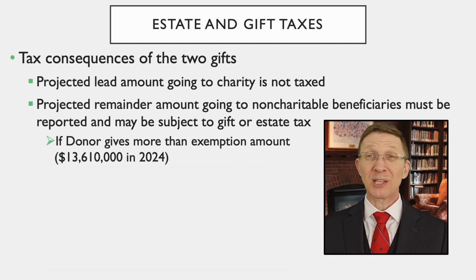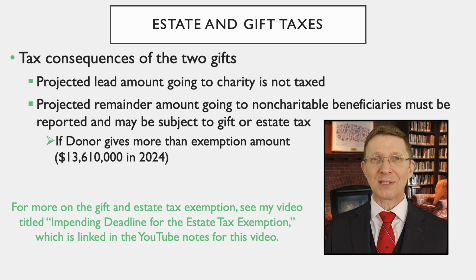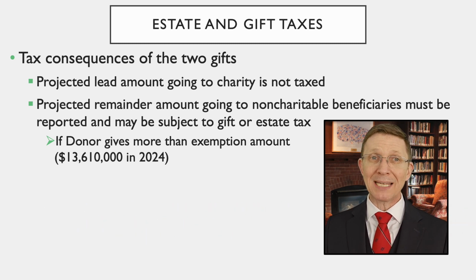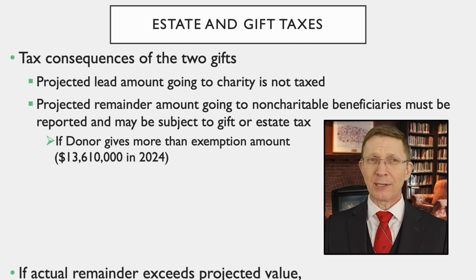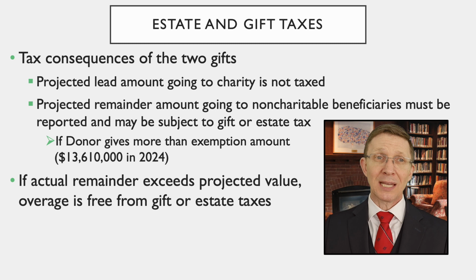The exemption amount is $13,610,000 in 2024. When the donor transfers assets into the CLT, the donor must report and pay gift taxes based on the present value of the projected remainder going to the non-charitable beneficiaries. If the actual remainder at the end of the trust term is higher than the projected amount, the increase goes to the remainder beneficiaries without any additional gift or estate tax.